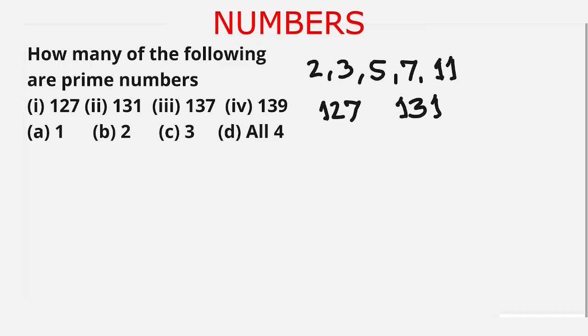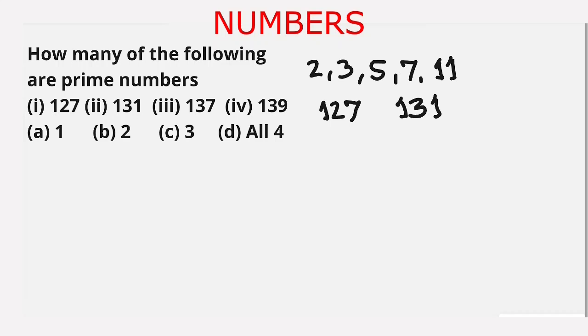Now 131 is an odd number, so it is not divisible by 2. The sum of the digits 1 plus 3 plus 1 is 5, which is not divisible by 3, so it is not divisible by 3. The ones place is not 0 or 5, so it is not divisible by 5. Now whether it is divisible by 7, we will check it.